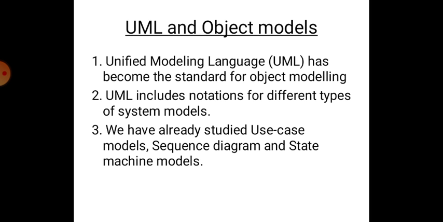UML, point number 2. UML includes notations for different types of system models. Point number 3. We have already studied use case model, sequence diagram, and state machine models. Students, in the UML language, there are different notations through which we can express different system models. Already in the previous classes, we have studied use case model, sequence diagram, and state machine models, so this should be very easy for you to understand.